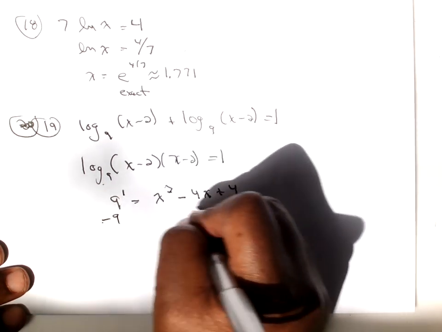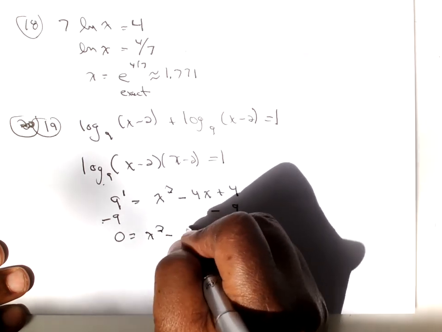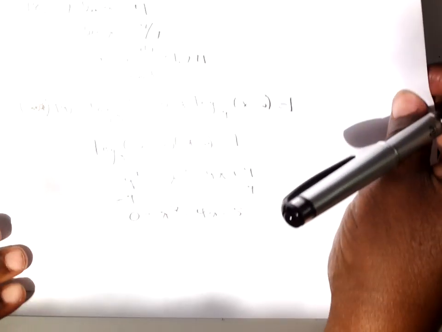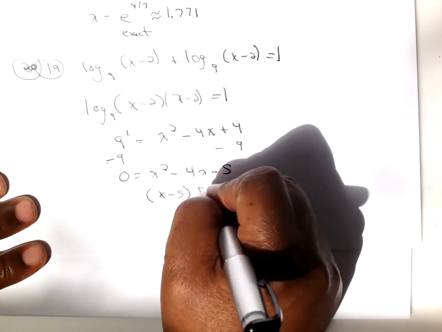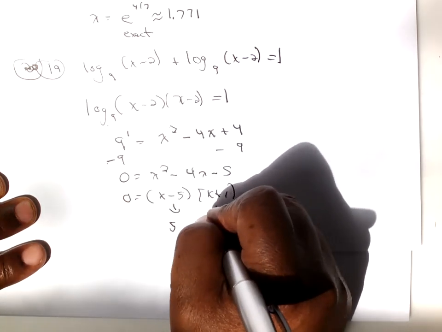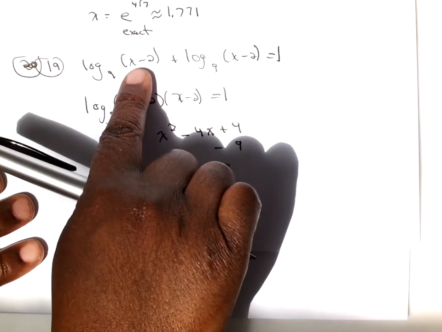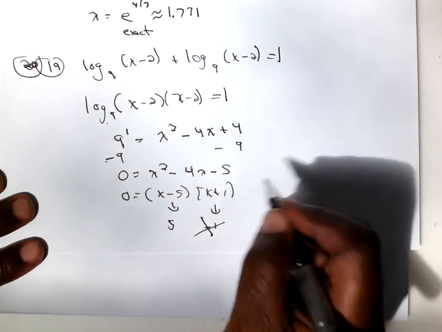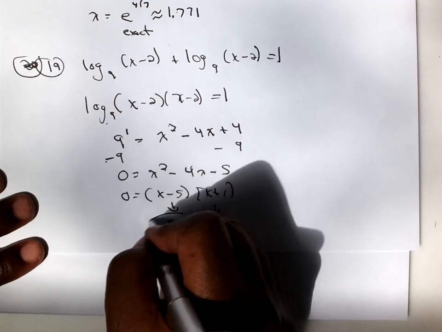Set this equal to 0, so subtract 9 from both sides, and we get x squared minus 4x minus 5. So that factors to x minus 5 times x plus 1. So one solution is 5, and the other is a negative 1. Again, this negative 1 is not going to work when you plug it in because you'd have a negative argument. So I have to throw that out. So my answer for 19 has to just be the 5.